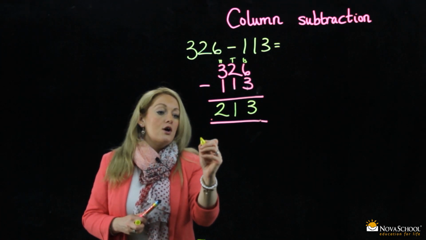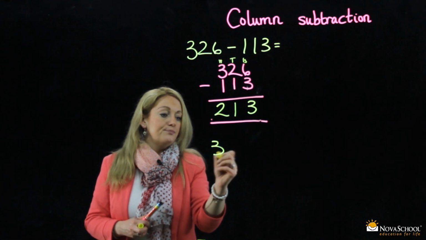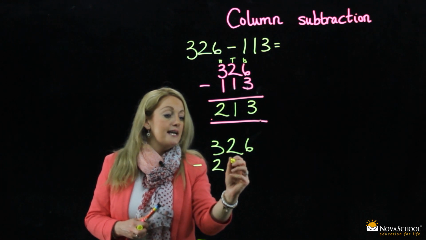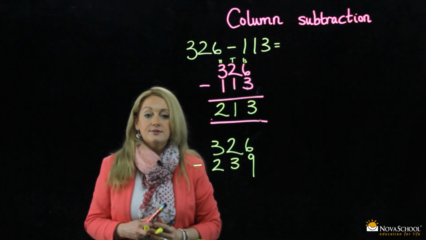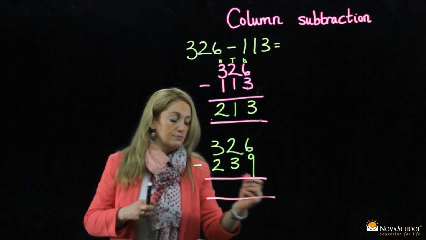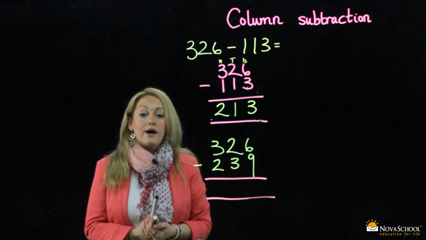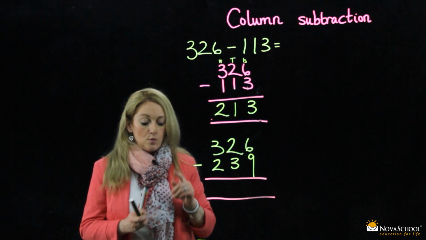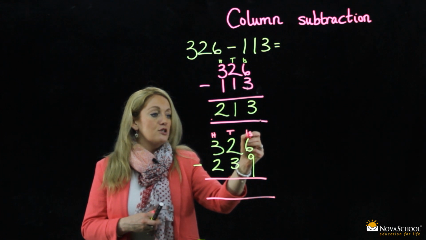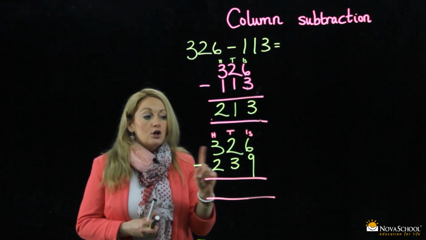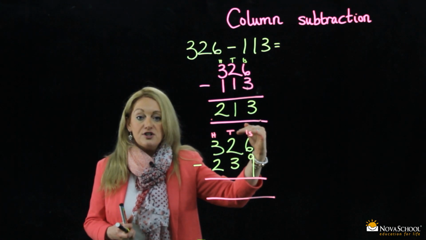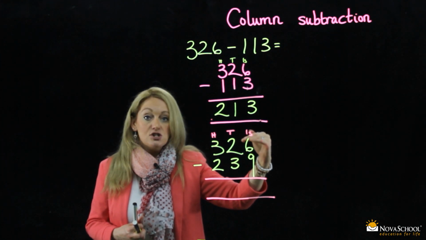Let's try 326 subtract 239. Let's draw our ruler line. Okay, now we still start with the ones column. Let's label them again. Hundreds, tens and ones. Remember, you do not do 9 subtract 6. No, we always start with the top number. Okay? So we need to start with the 6.